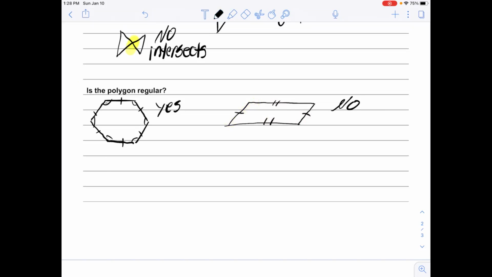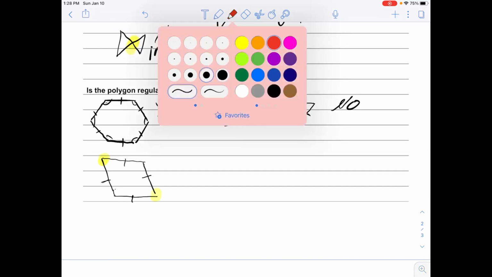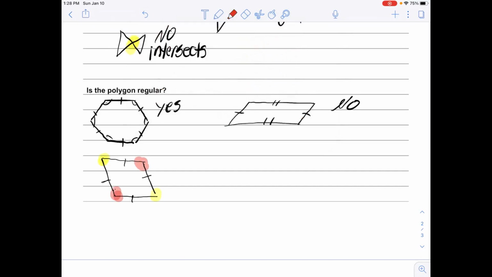Another example would be looking at a rhombus. On a rhombus, we know that the sides are all the same length. The question would be, are all the angles the same? Looking at this, I see that these corners are both acute angles. But I also see that these two angles are obtuse. That means the four angles cannot all be the same. So this is not a regular rhombus.